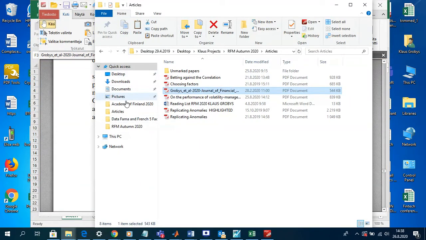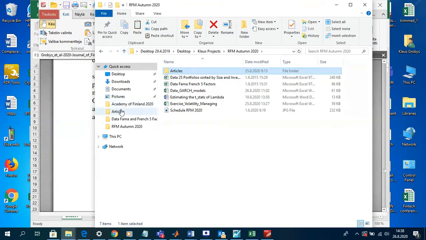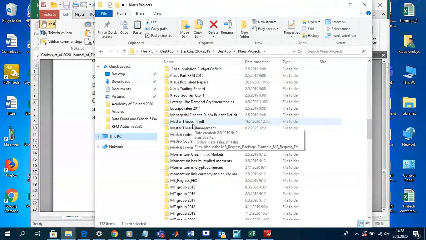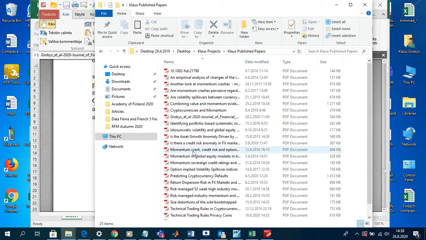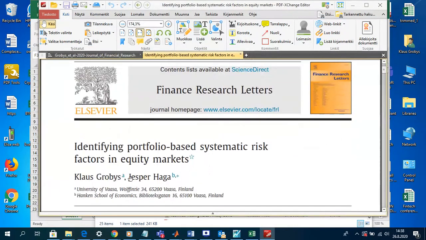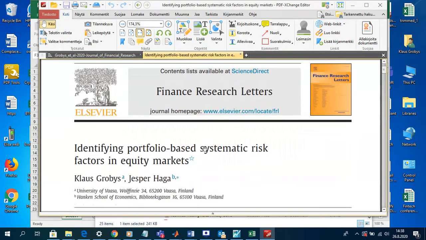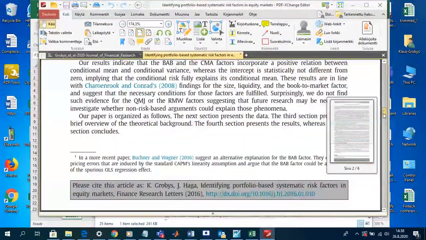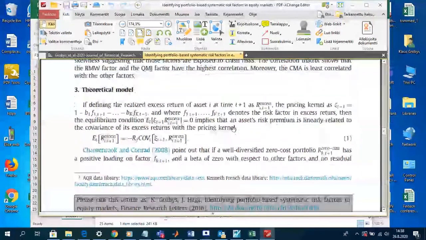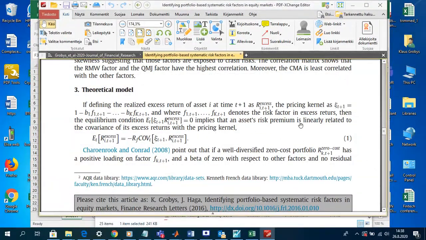Let me just check briefly where I can find this paper. It's in my folder of published papers, and it's a paper from 2016, which I co-authored with Jesper Hager from Hanken School of Economics. It's published in the journal Finance Research Letters. It's also an A journal, a good journal actually. And you see the theoretical derivation here, in section 3.